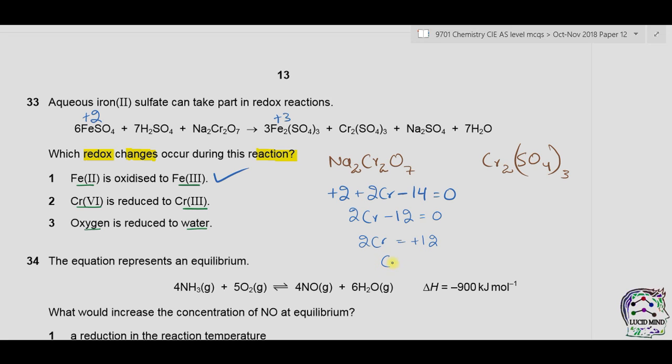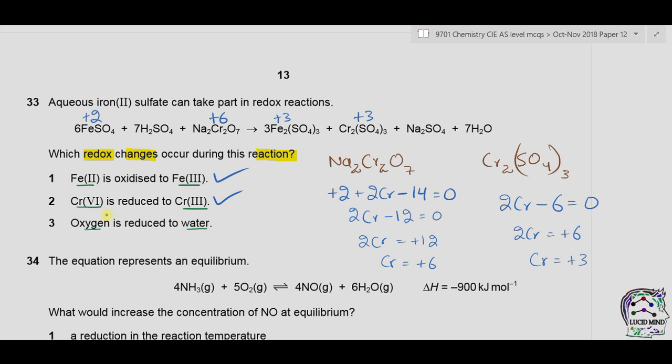For 1 chromium the oxidation state will be equal to +6. Similarly, in chromium sulfate, overall charge is 0. We have 2 chromium, 3 sulfate, so for 3 sulfate it will be -6. The oxidation state on 1 chromium is +3. So from +6 to +3 is reduction.